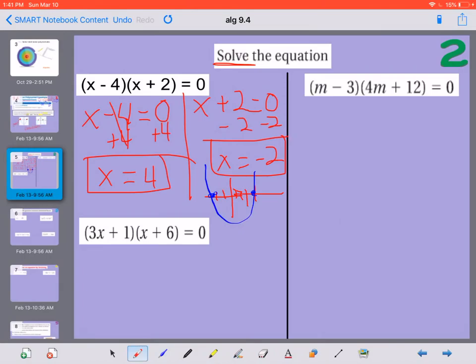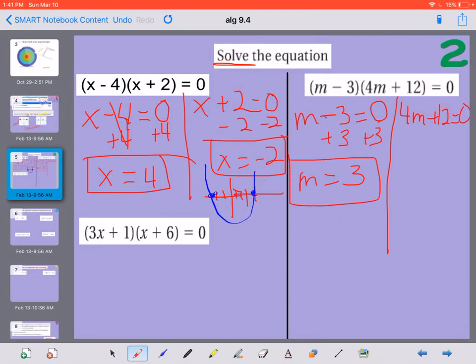Here, m minus 3 times 4m plus 12 equals 0, so we're going to find the zeros of this function. m minus 3 equals 0, and 4m plus 12 equals 0. So here we're going to add 3 and get m equals 3. That's one of our zeros.